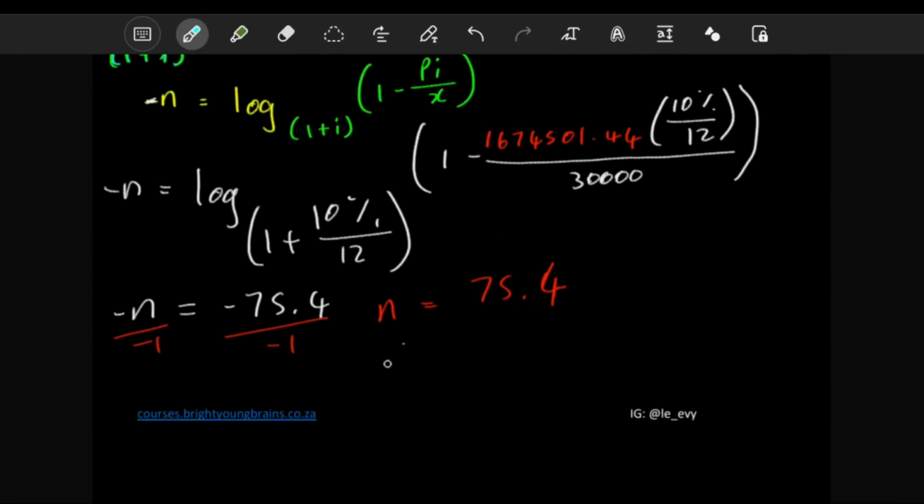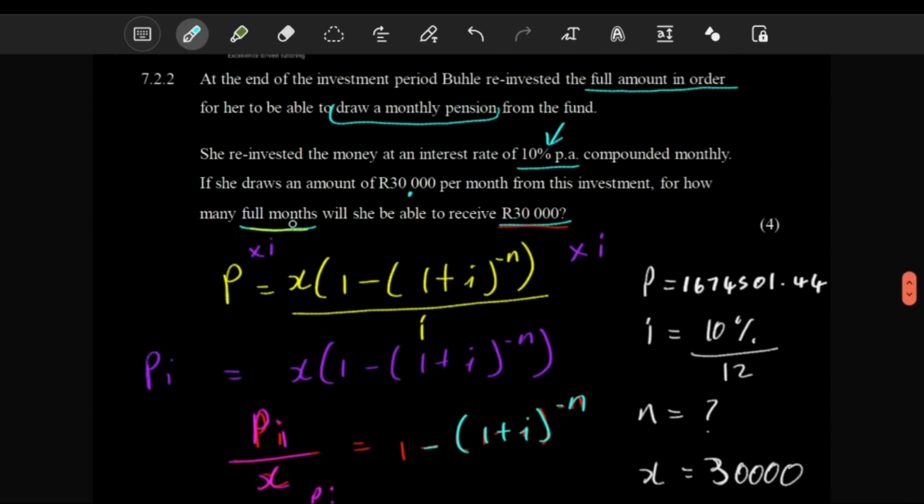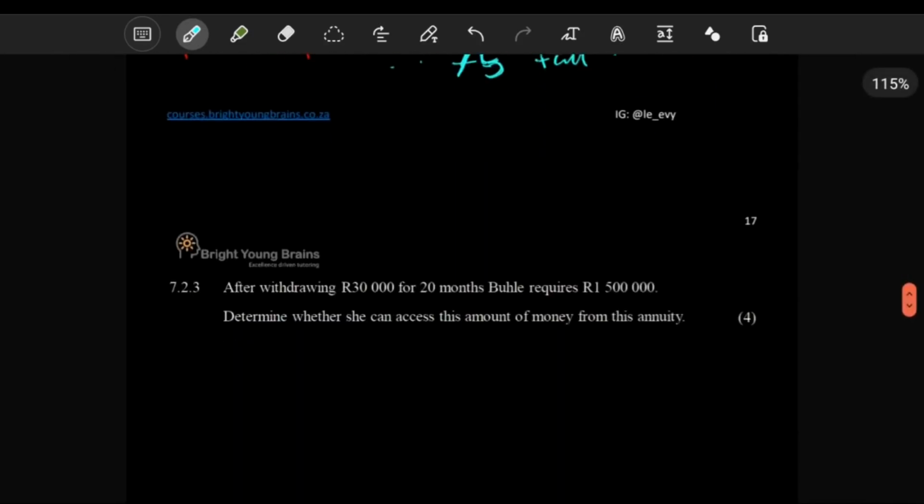You see, so here we can say therefore, the question, let's see, is how many full months. So it's here, let's say therefore 75 full months. That's the answer here. Fantastic. Nothing crazy, nothing major. Well, let us move on to the next question.